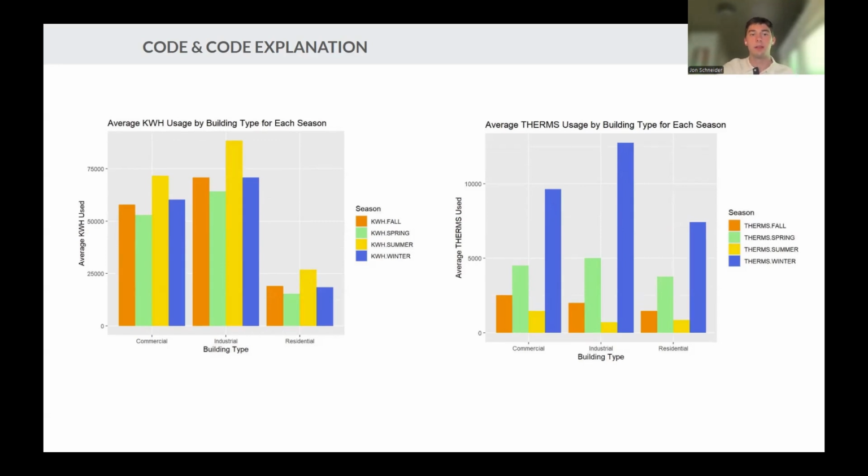But obviously, the energy usage itself is higher for industrial and commercial building types versus residential, and that's the same for thermal as well. And as makes sense, the thermal usage is higher in the winter because you're going to use thermal energy for heating specifically.